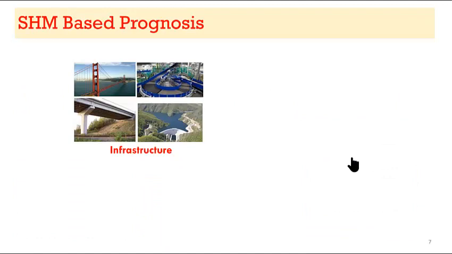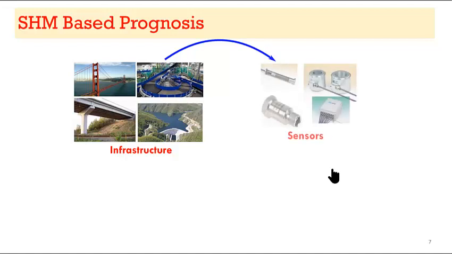So what is the main idea of SHM based prognosis? What we do, we have infrastructures. We can have a civil engineering infrastructure, mechanical infrastructure, or any other infrastructure. So what we do, we install sensors. This can be different kinds of sensors. They can measure response from the system. It can be temperature, displacement, vibration, or any other kind of response that is coming from the system. It can be direct response or it can be indirect response.